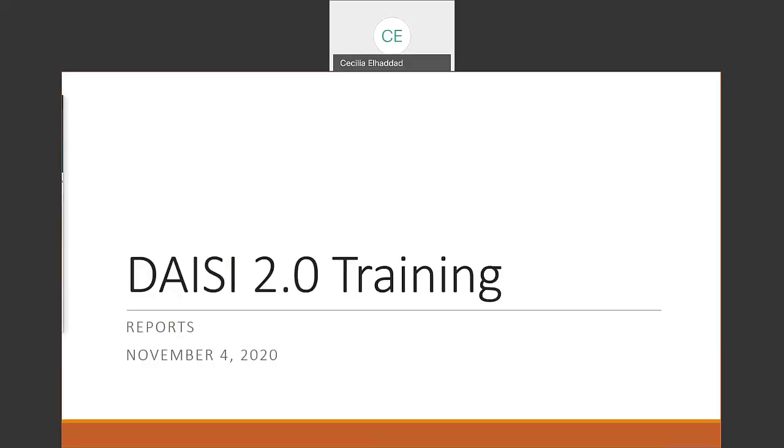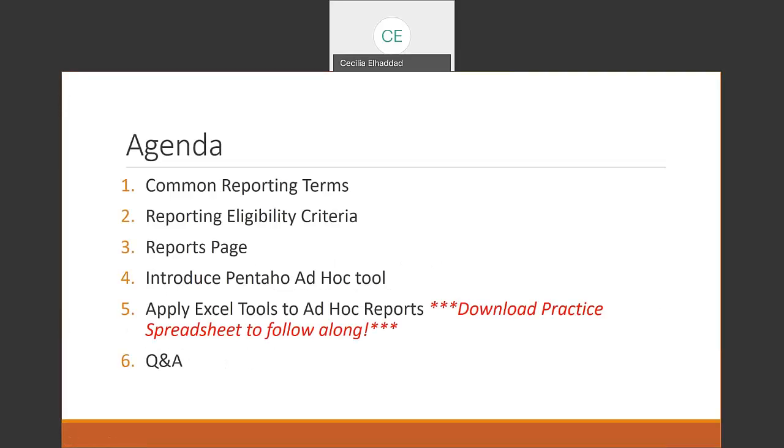All right, so just a quick overview of the agenda today. We're going to review some common reporting terms that you might see on the reporting pages. We're going to review the reporting eligibility criteria.